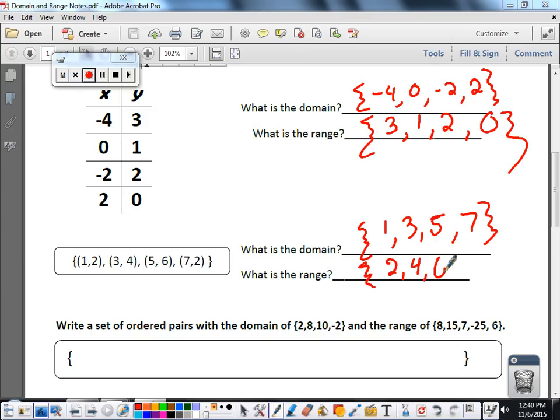Now, do you have to report 2 twice? Absolutely not. You only have to do it once. So just 2, 4, 6. Reporting it twice wouldn't be wrong. It's just kind of awkward.